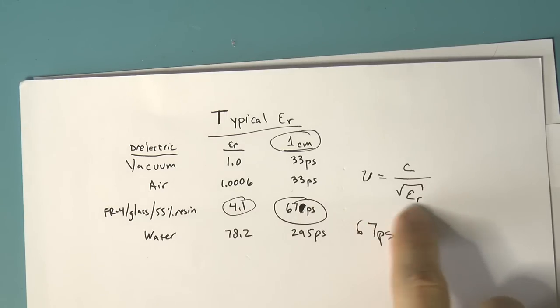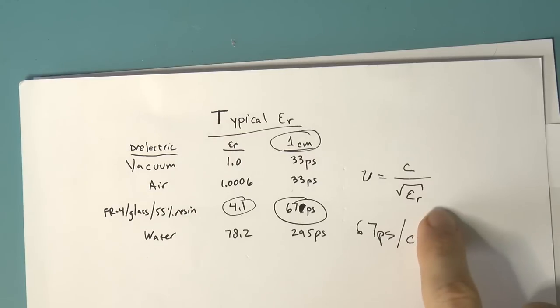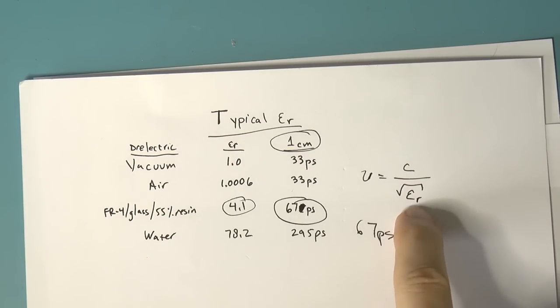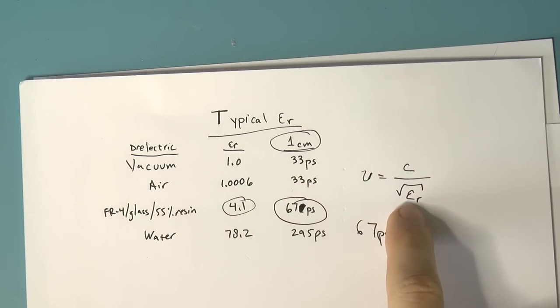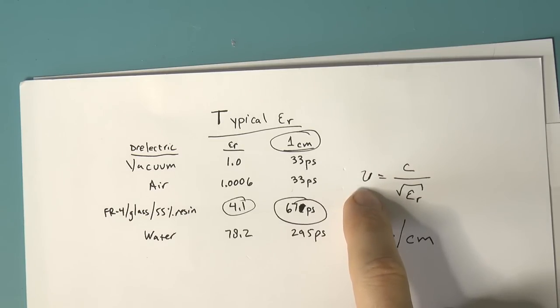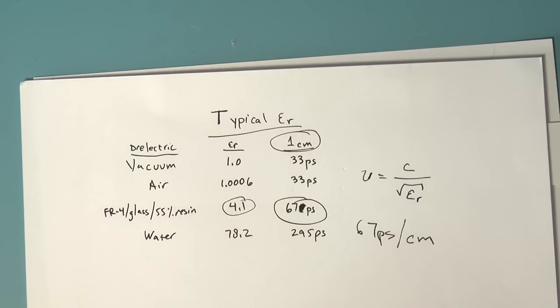And if you look at this equation over here, this tells us how the dielectric constant relates to the speed of an electric field. What you do is you take the speed of light and divide it by the square root of the dielectric constant. So of course, the square root of a number very close to 1 is going to be a number very close to 1. It's still going to be slightly greater than 1. So C divided by a number slightly greater than 1 is just going to be slightly less than C, the speed of light. So for all intents and purposes, the speed of an electric field through a transmission line separated by air is approximately 33 picoseconds per centimeter.